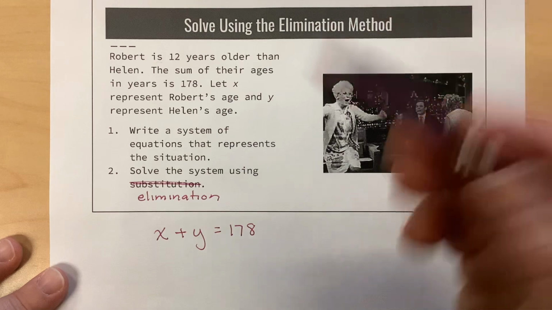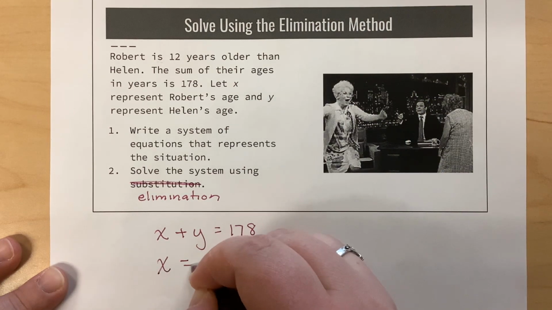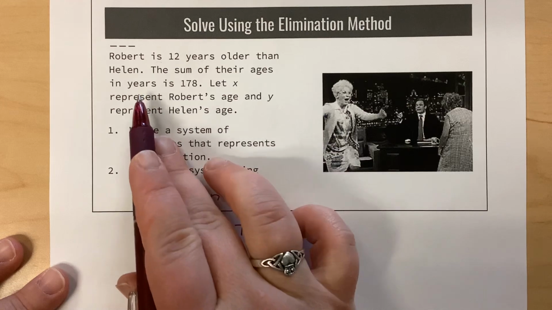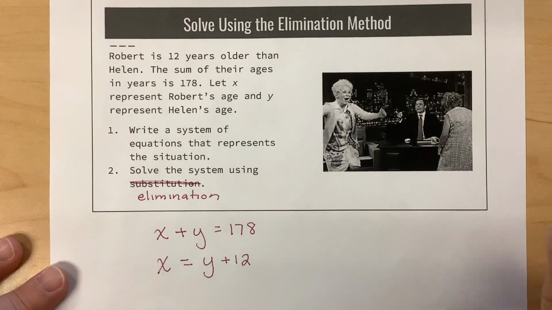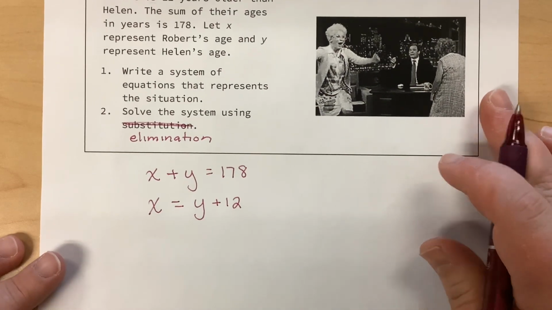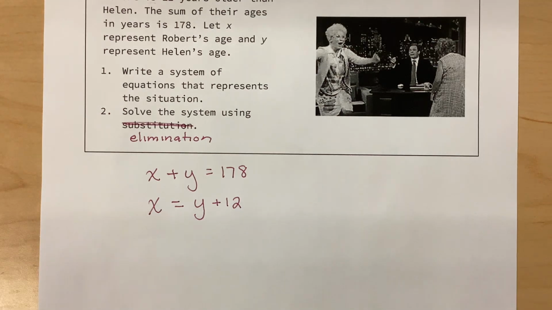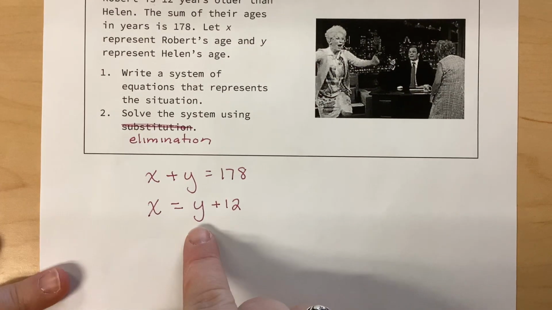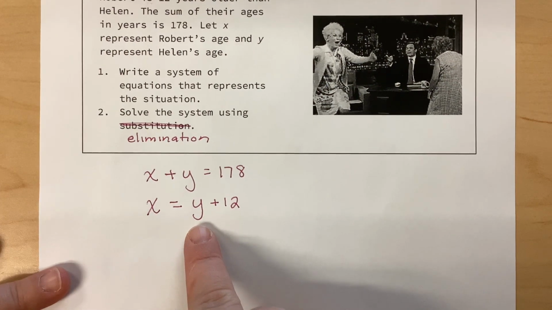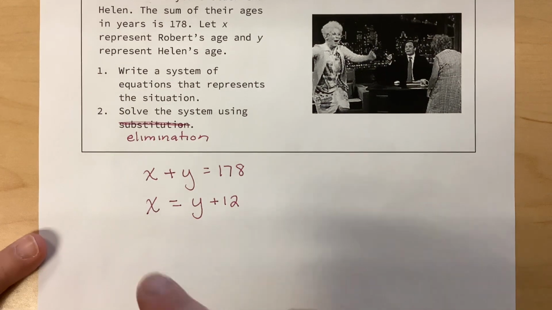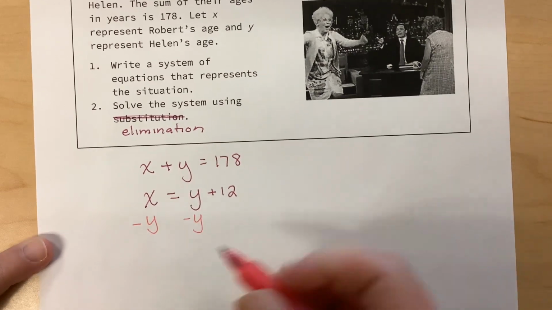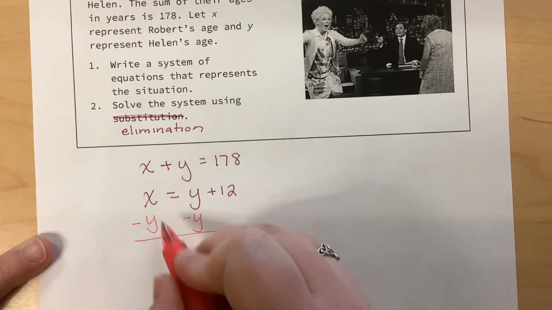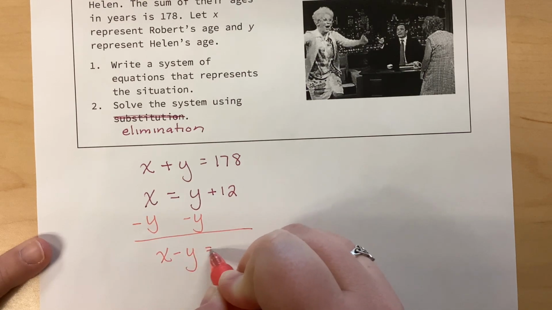So Robert's age is X. So Robert is 12 years older than Helen. So if I take Helen's age and add 12 years to it, I get Robert because he is older. Okay. Now I know that this equation is set up better for substitution, but we're going to practice elimination. But the only way this works is if this bottom equation is written in standard form. So in order to do that, I need to move this y over to the other side. So I'm going to subtract y on both sides. So that's going to give me x minus y equals 12.